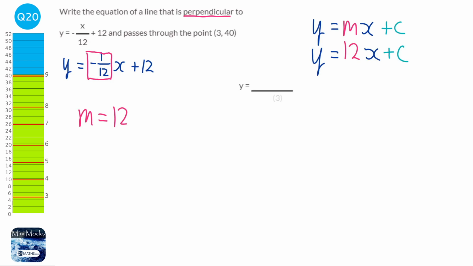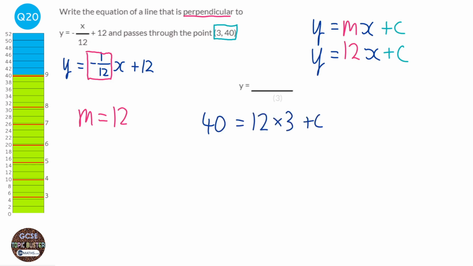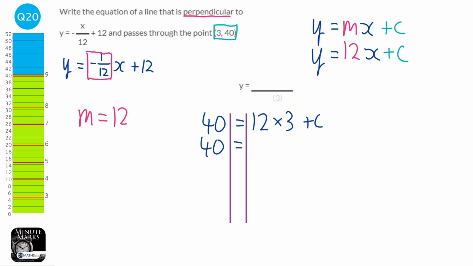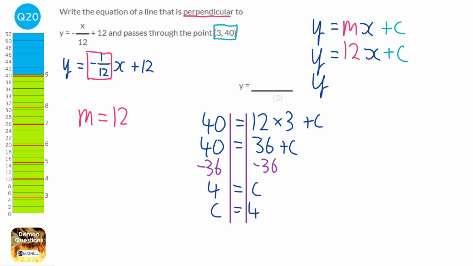To find the y-intercept, we're going to use the points given to us. So we've got x equals 3 and y equals 40 for a point on our line. We're going to substitute those into the equation we've got. So it's going to be 40 equals 12 times 3 plus c. Now solving this, 12 times 3 is 36, and we're going to take away that 36 from both sides. So it's going to be 4 equals c, or c equals 4. So our equation will be y equals 12x plus 4.